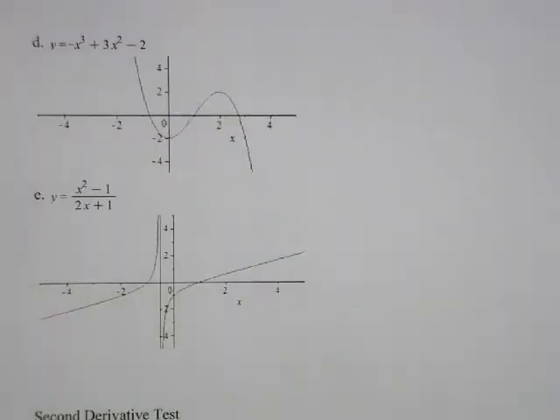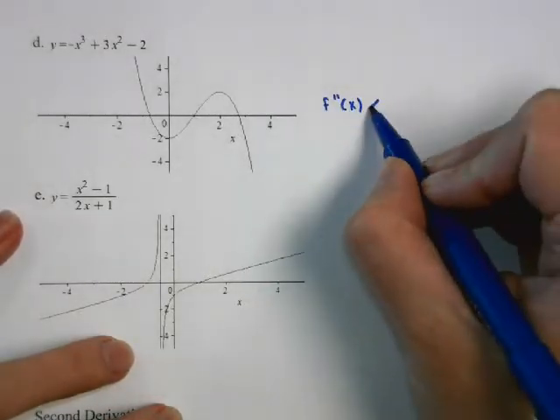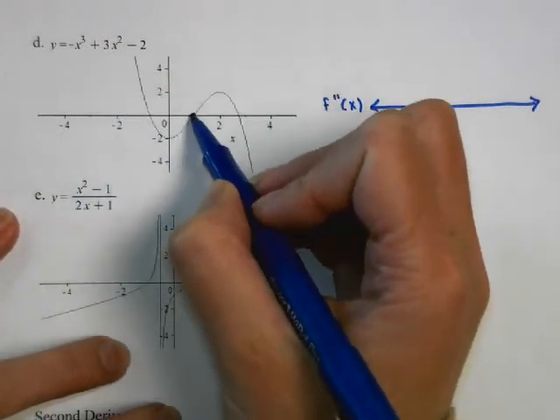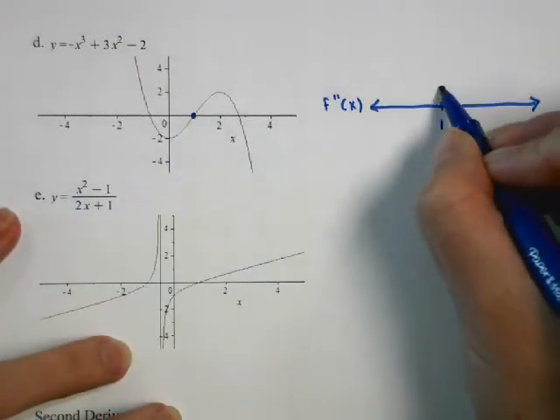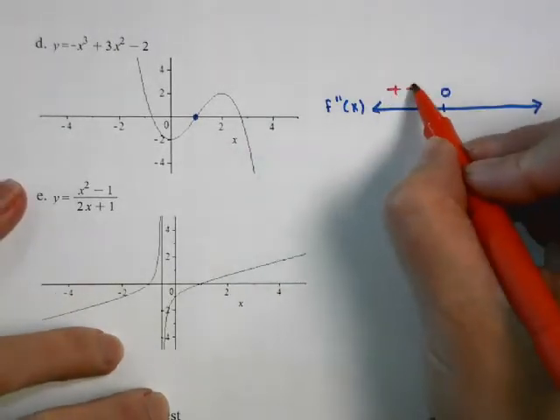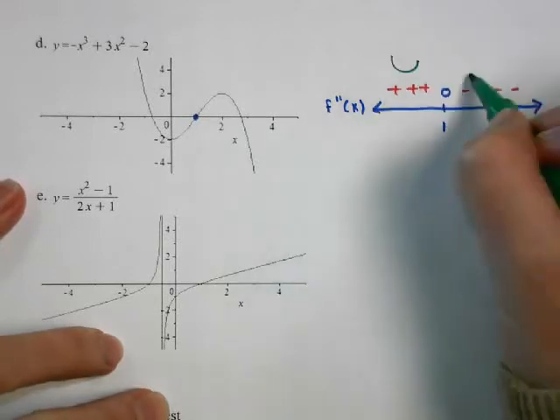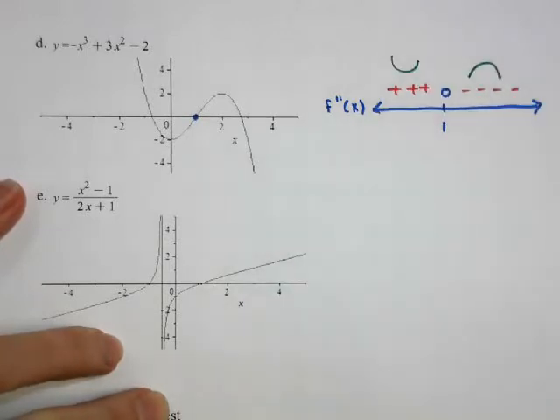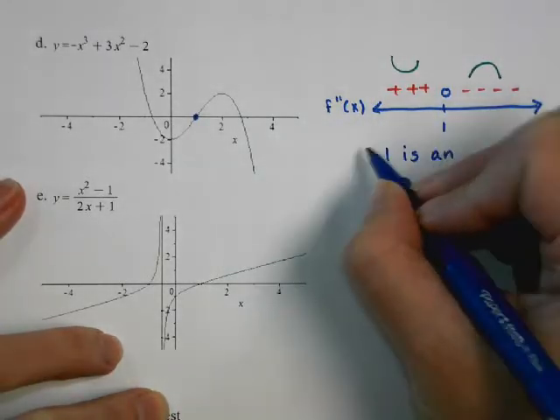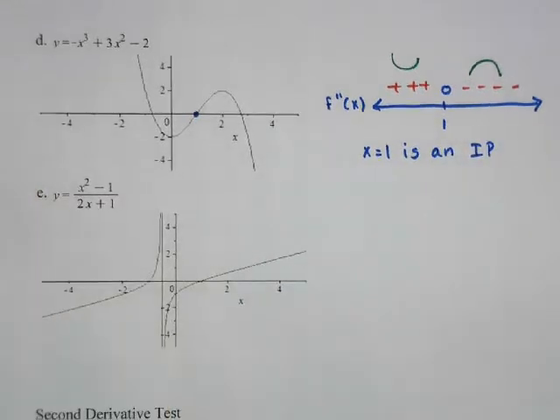So just go through these quickly. So for this one, it's concave up to here, and then it's concave down. So this one would be concave up, concave down, which means that 1 is an inflection point. I'm just going to abbreviate IP for now.